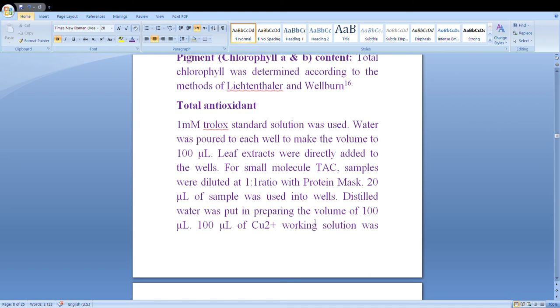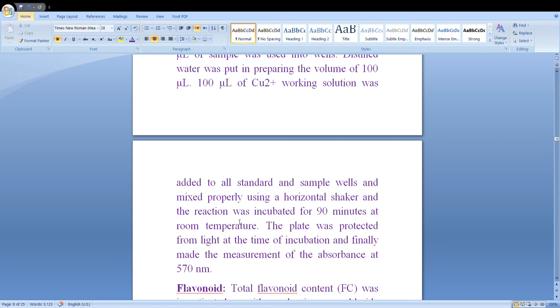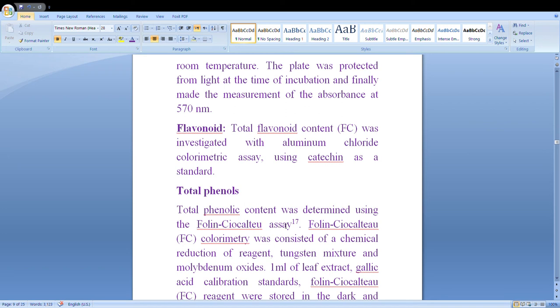Microliters of the copper working solution was added to all standard and sample wells and mixed properly using a horizontal shaker, and the reaction was incubated for 90 minutes at room temperature. The plate was protected from light during incubation. Finally, we made the measurement of the absorbance at 570 nanometer. Flavonoid: total flavonoid content was investigated with aluminium chloride colorimetric assay using catechin as a standard.